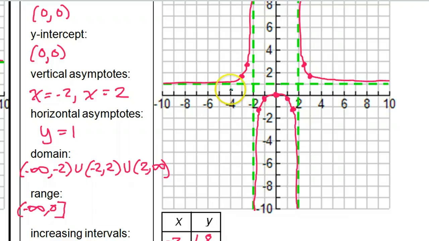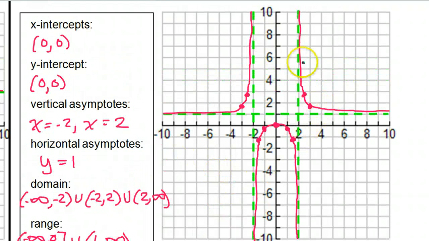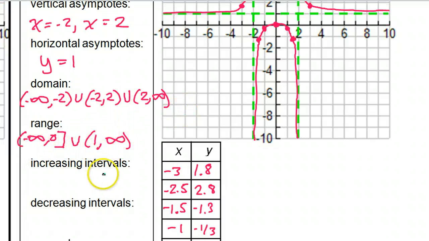Okay, and then there's a gap here. There are no y values between 0 and 1. Alright, so we're not going to pick up from here with another 0. The rest of the graph starts after 1. So the rest of the graph is going to go from 1 to infinity, just beyond the asymptote on up. So that would be my range, domain and range.